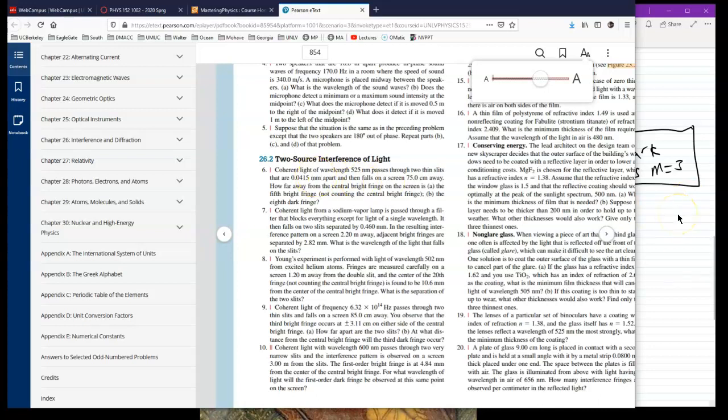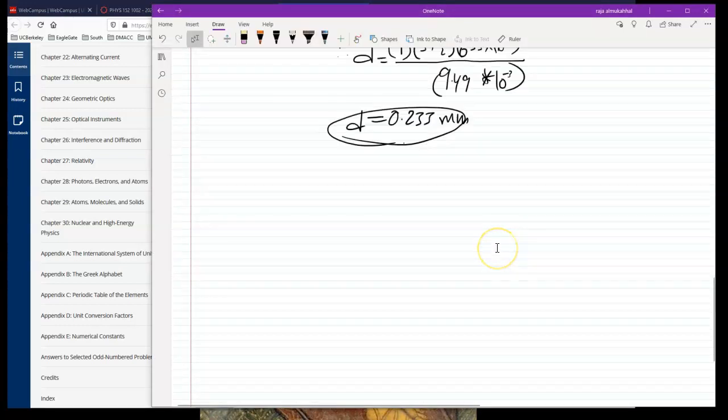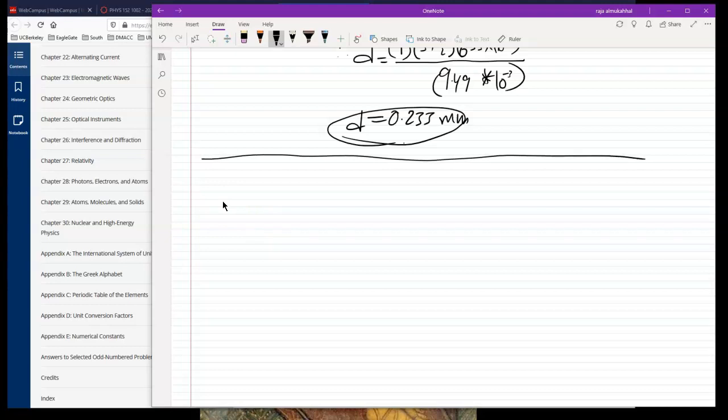Let's do this problem very quickly. I think I have it solved here. I don't think I have it, do I? I don't. I'm sorry, I'm taking too long. There it is, right here. Okay, let's do it. This is number 6.